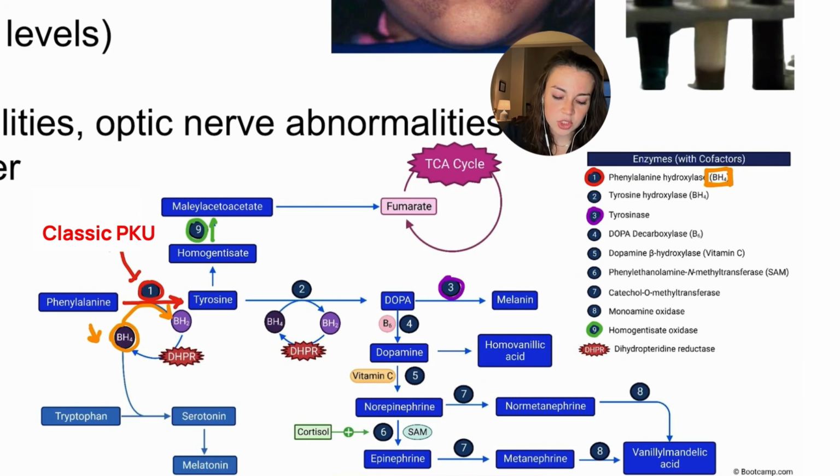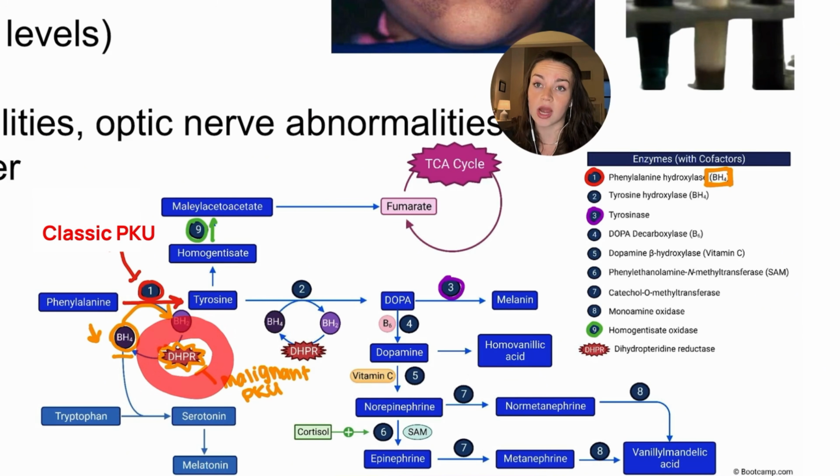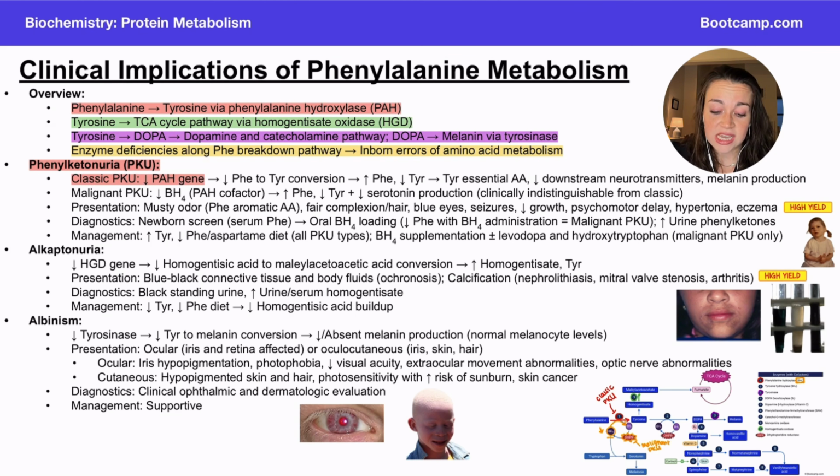We discussed BH4 is replenished by the activity of this enzyme here, dihydropteridine reductase, DHPR. So there's another type of PKU called malignant PKU, which is characterized by a deficiency in the DHPR enzyme. The result of that deficiency means that there's not enough BH4 to act as a cofactor for that step. So two different ways to go about knocking out the same conversion step. Classic PKU is a deficiency in the PAH gene, which results in a decrease in the conversion of phenylalanine to tyrosine. As such, you'll get a buildup of that phenylalanine upstream and a decrease in tyrosine, right, because we can't form it from the phenylalanine.